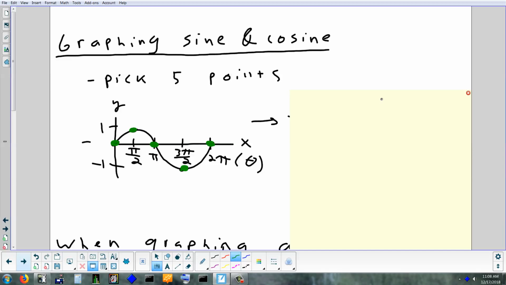Are there more points you could sketch? Sure. I mean, you could find this one, you could find that one. The more points you get, the better it's going to look. But I think 5 is enough.